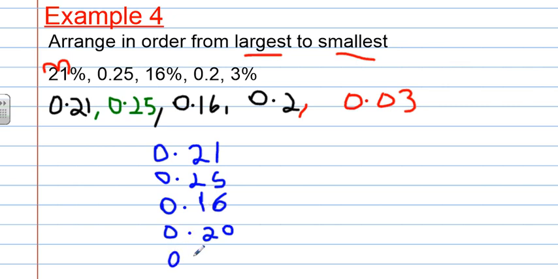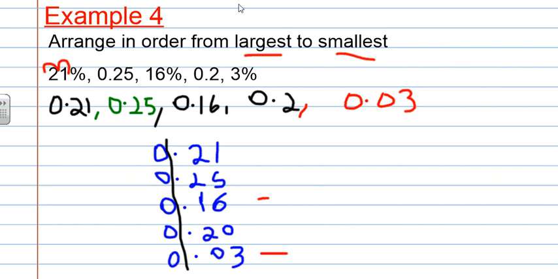And then the last one, 0.03. Okay, now we can see if we ignore the zeros here, we can look at the numbers at the end. So this is 3, 20, 16, 25, and 21. We can clearly see that this is number 1. Okay, and number 2 will be 16. But we want to do it from largest to smallest. Okay, let's do the largest to smallest then. I think it's easier that way.